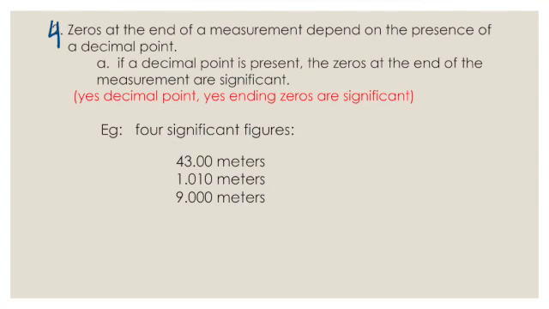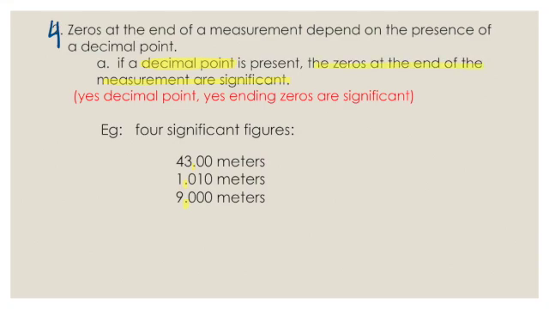Rule number 4 depends on a decimal point. Because now we're going to have zeros after a number. Are those zeros significant or not? Well, it all depends on the mighty decimal point. So there's a decimal point, there's a decimal point, there's a decimal point. If a decimal point is present, the zeros at the end of the measurement are significant.